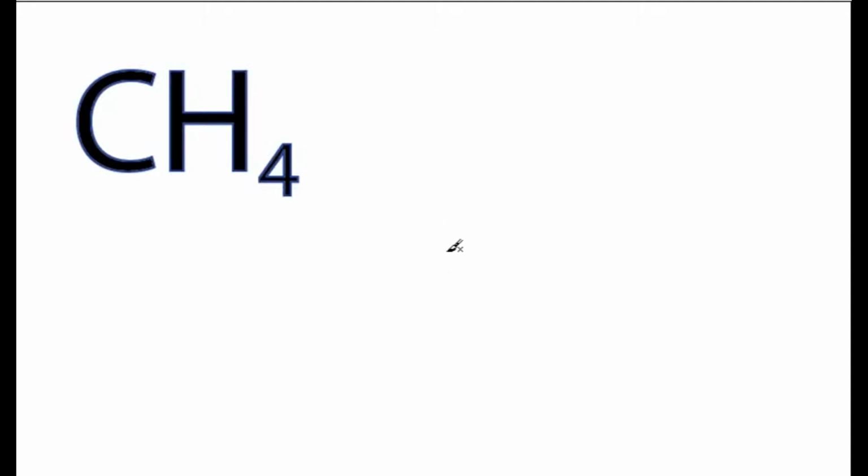We're going to do the Lewis structure for CH4 methane. Cows make a lot of methane. And we'll first take a look at the periodic table. Carbon is in group 4 or 14, so it has 4 valence electrons. Hydrogen, group 1, has 1 valence electron.